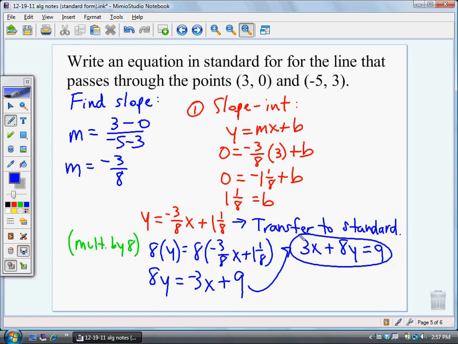Now, if both ordered pairs work, it's correct. 3 times 3 is 9, plus 8 times 0 is 0, 9 plus 0 is 9. 3 times negative 5 is negative 15. 8 times 3 is 24. Negative 15 plus 24 is 9. Remember, we can multiply everything by negative 1. We get negative 3x minus 8y equals negative 9. And that works. So that's doing slope-intercept. Put it in slope-intercept form first, and then transfer it into standard. Multiply to get rid of the denominators, and then bring the x term over with the y term.